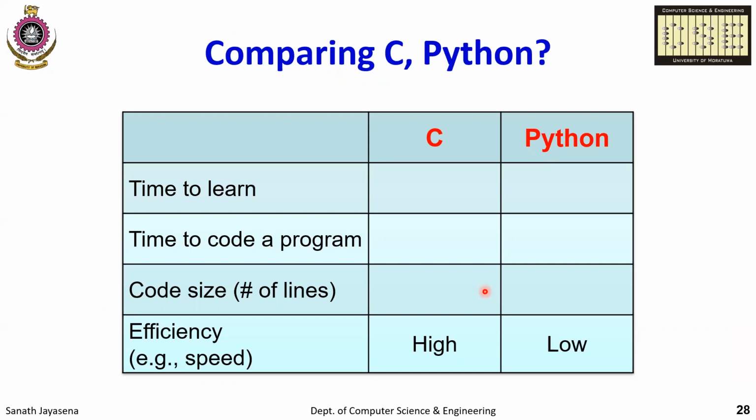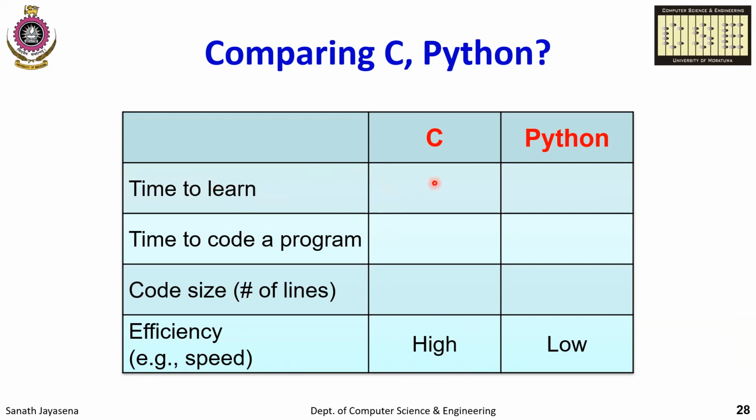Finally, in this comparison, you have this table, in which I have left these things blank. So this is the C column, this is the Python column. Time to learn. From whatever we discussed so far, I think you should be able to say what will come here, what will come here. Maybe comparatively high and low. Already I have given these things, high and low, for efficiency, speed. Give me a moment to explain that. But until then, let's see, time to learn.